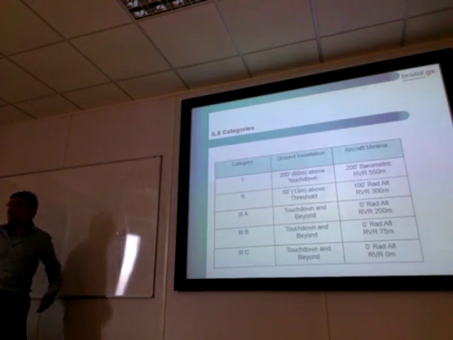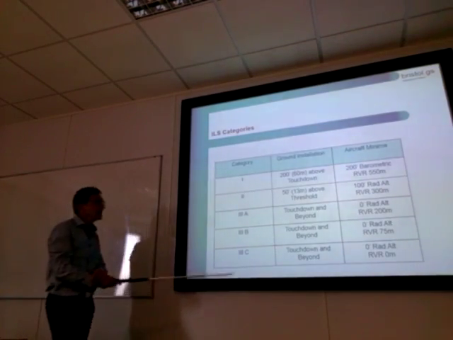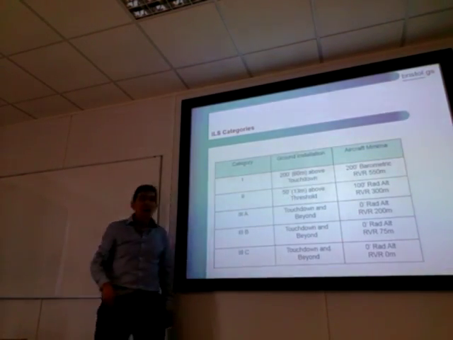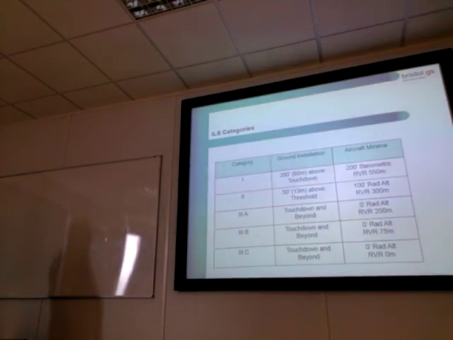So the original ILS didn't have a name, but as the other ILSs came along, it had to be renamed, so it then became the Cat 1 ILS. So the standard ILS, Cat 1 ILS, has got a decision height of 200 feet. Barometric is the information that you're using, and you do need to have an RVR of 550 in order to commence the approach.